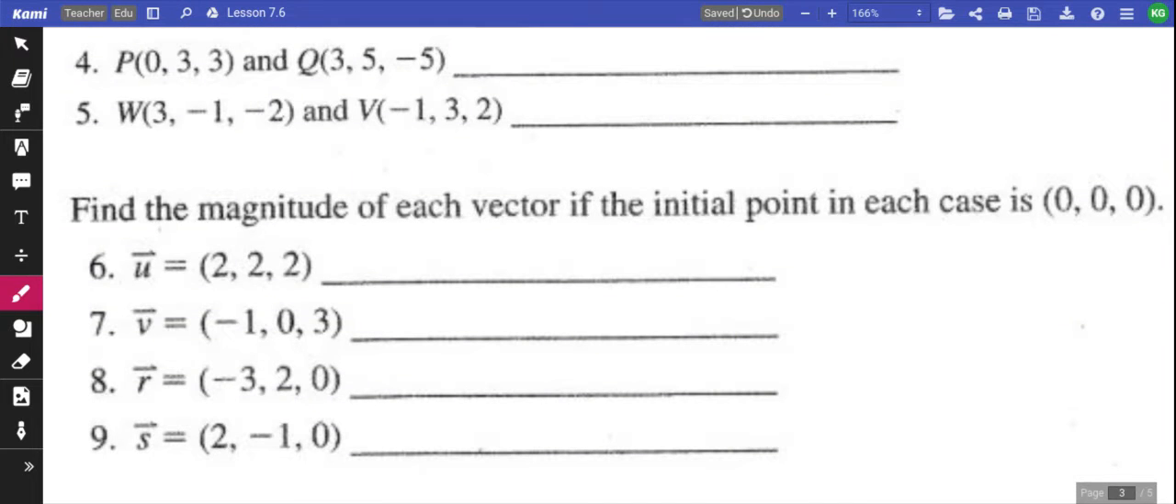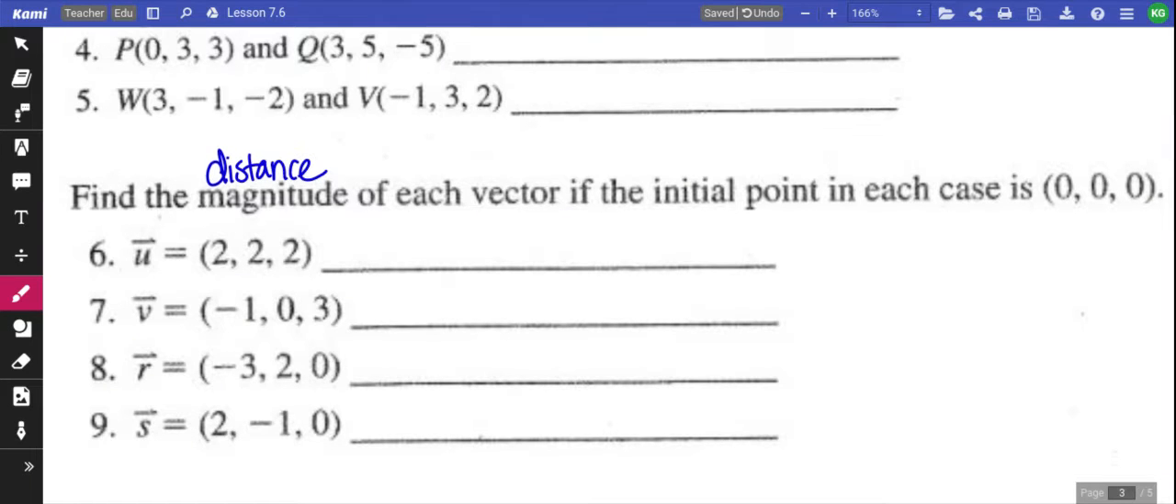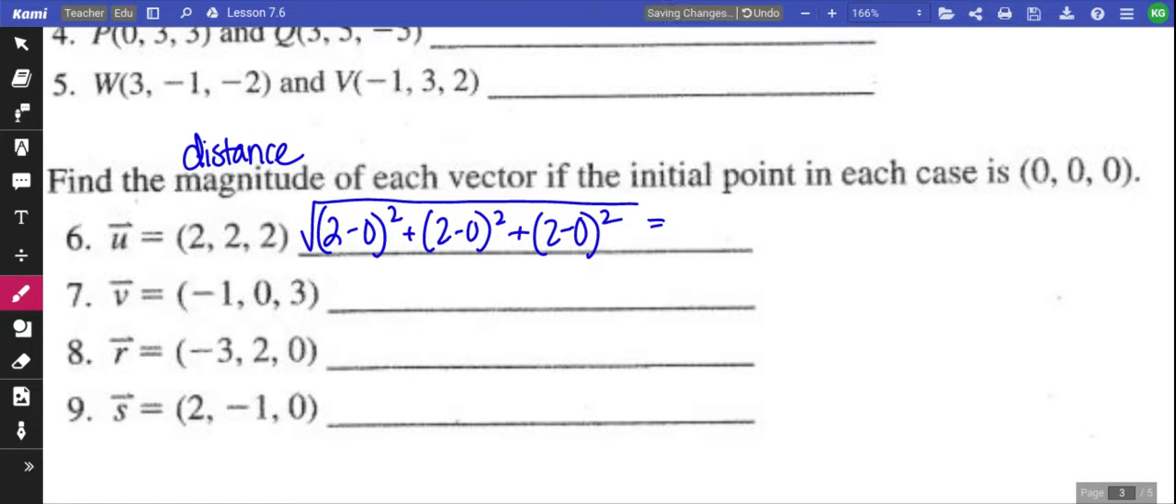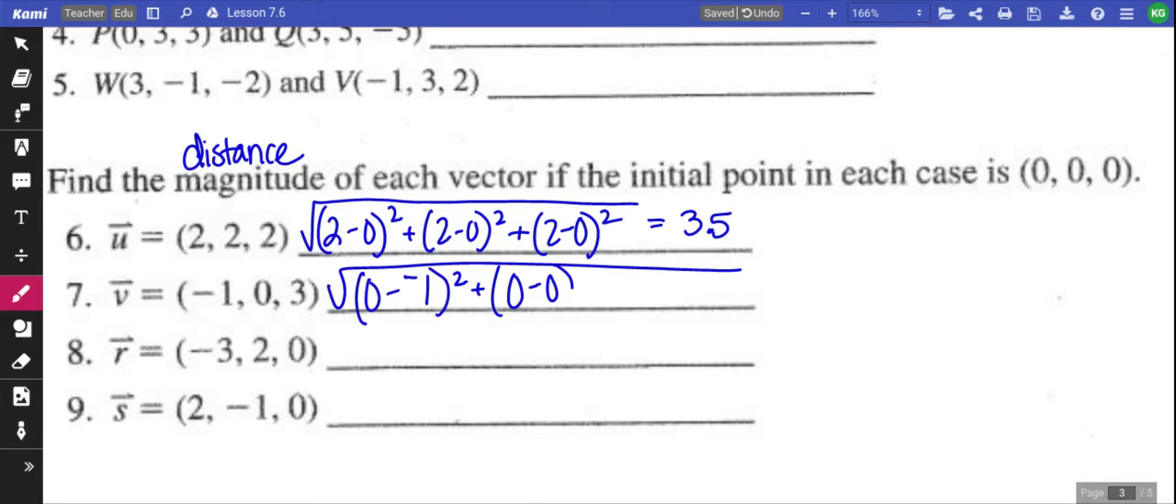All right, so vectors work the same way then. When you are asked to find the magnitude, remember that's the same thing as the distance. And it says that each point in the initial point is 0, 0, 0. So this first one would just be 2 minus 0 squared plus 2 minus 0 squared plus 2 minus 0 squared, which is the square root of 12, 3.5. On number 7, it would be the square root of (0 minus -1) squared plus (0 minus 0) squared plus (0 minus 3) squared, which is 1 plus 9, and the square root of 10, I believe, is 3.1, 3.2.